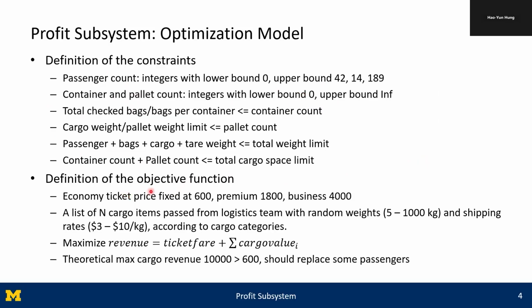As for the definition of the objective function, we have fixed ticket prices and a list of cargo items from the logistics team with random weights and shipping rates. Our job is to maximize the revenue by adding up ticket fares and the chosen cargo's value. The trade-off here is that the theoretical maximum is 10,000, which is larger than any of the ticket prices, so cargo should be replacing some passengers.